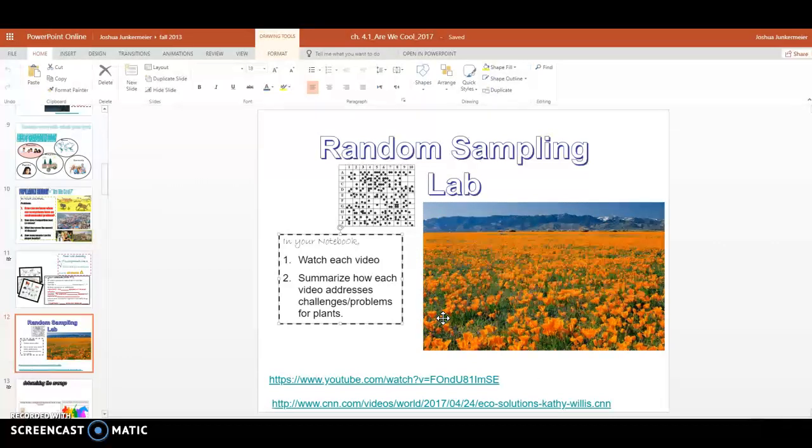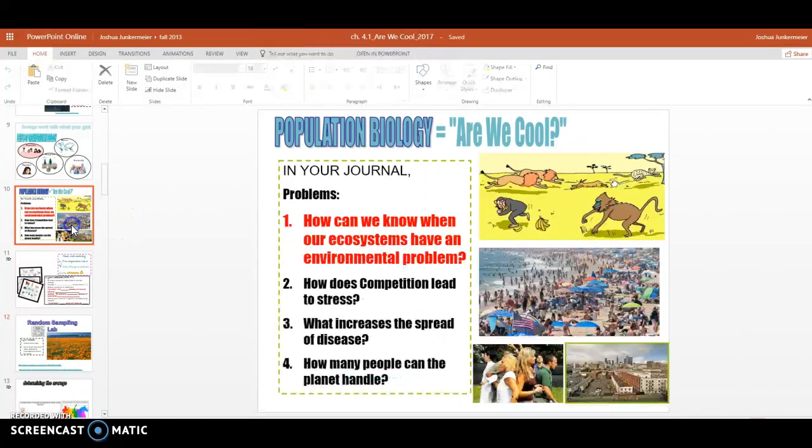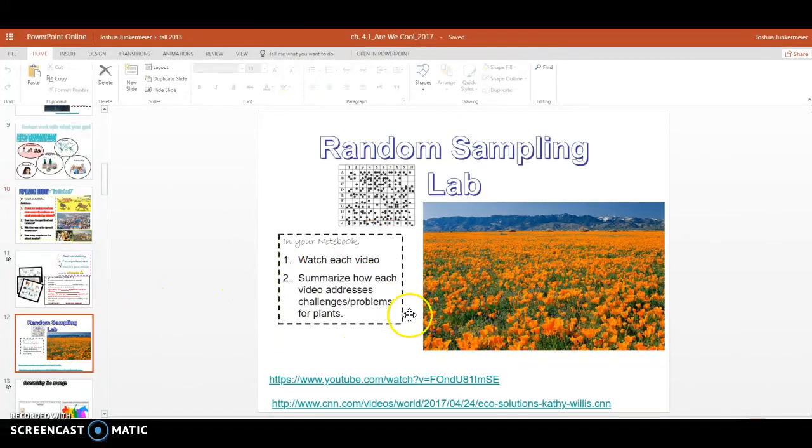So, scientists don't always have time to count every single poppy in the environment. So, what they do is use special mathematics and statistics to estimate what the population of poppies is, and that's how they would try to figure out if there's a problem in the ecosystem. Because they know if there's changing populations, there might be a problem.